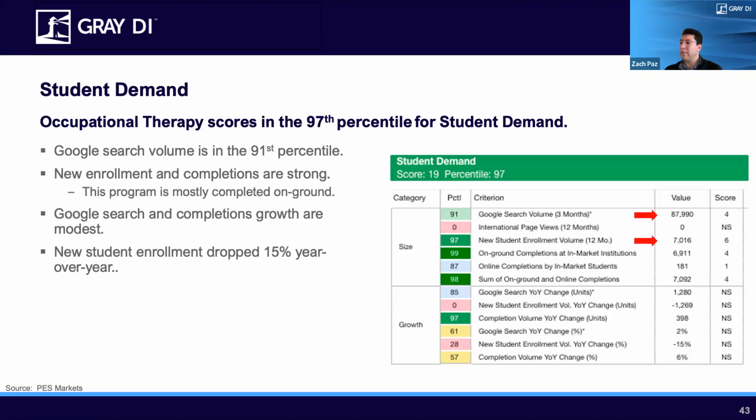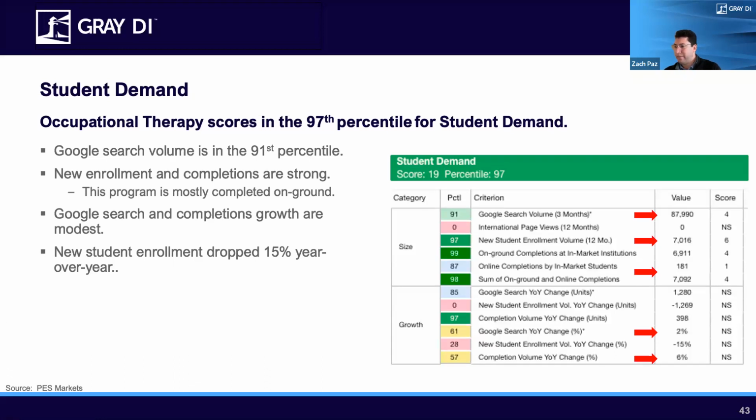New students: there were 7,000 new students enrolled in the most recent 12-month period, or the most recent 3 terms versus the prior 3 terms. So there's a large number of new students. And we can then also look at growth rates. In this case, we're looking at completions volume, year-over-year change, and that grew 6%. That 6% is related to these completions, the majority of which are on ground, 6,911. And we're estimating there are only 181 students graduating from an online version of this program.